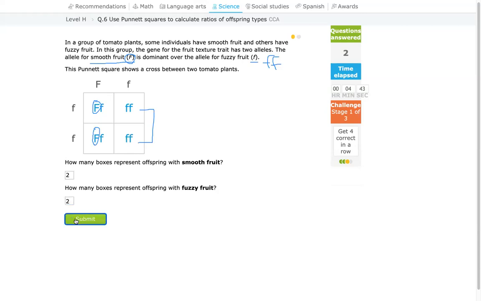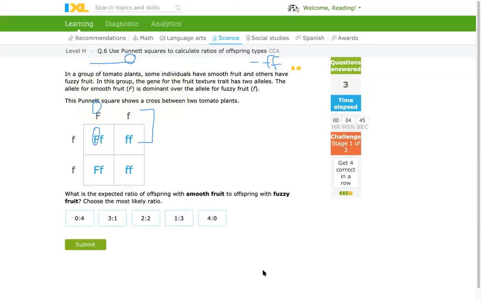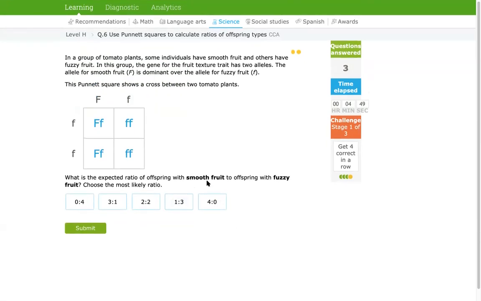All right, let's continue. Now it's asking us, what is the ratio of smooth fruit to fuzzy fruit? 2/2. Okay, because we're saying 2 out of 2, you can say 2 out of 2 or 2/2. All right. That's the correct answer.